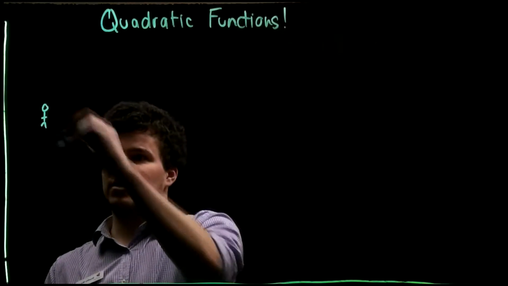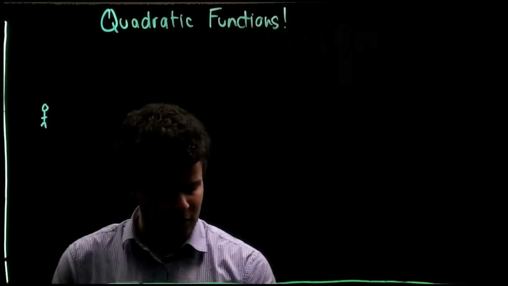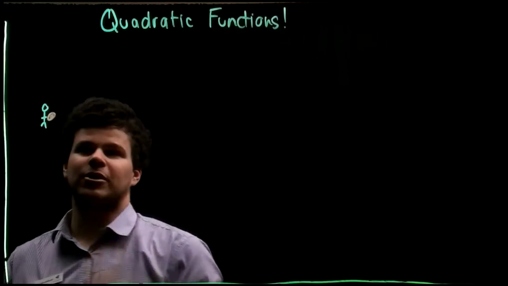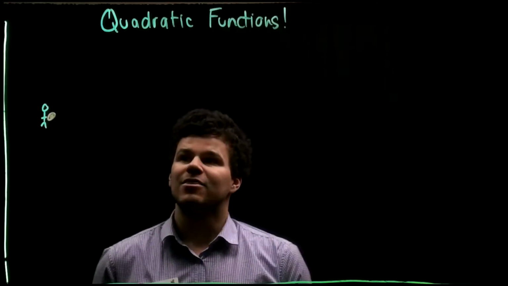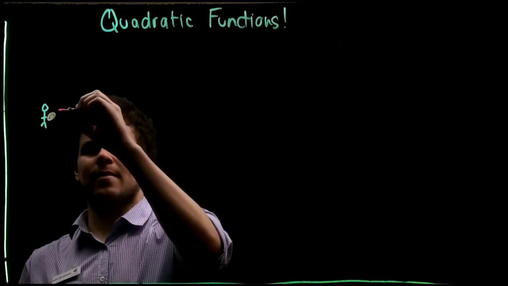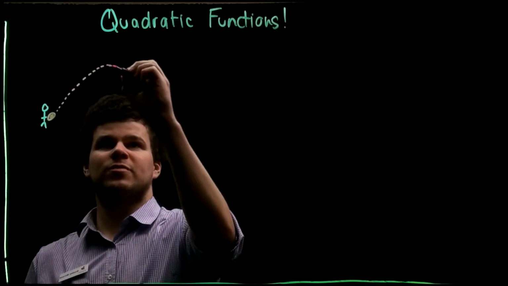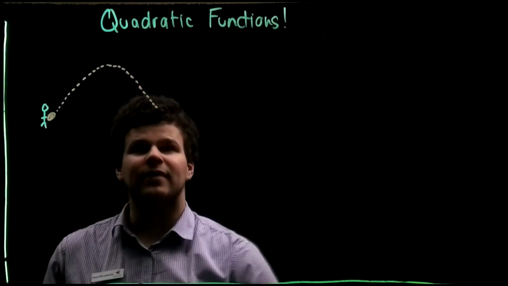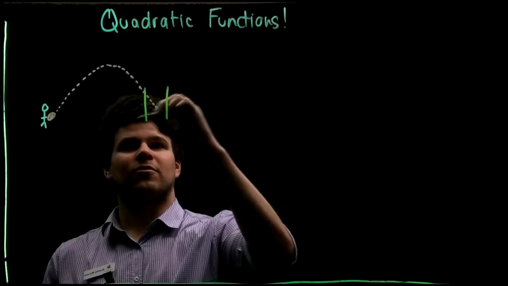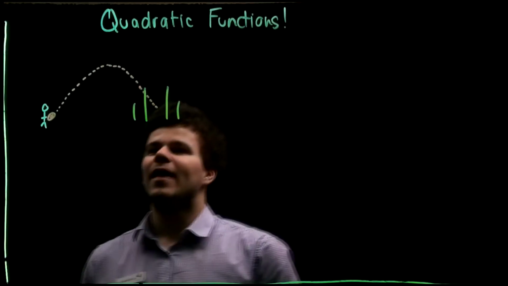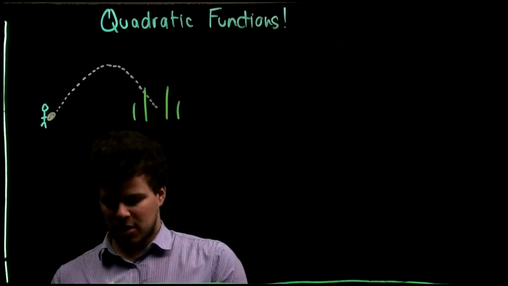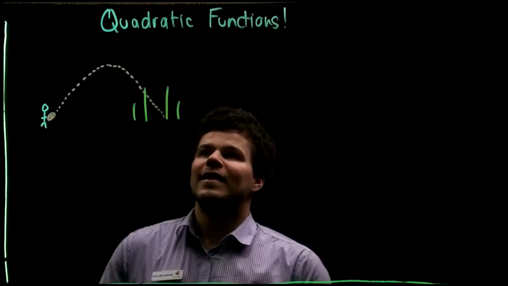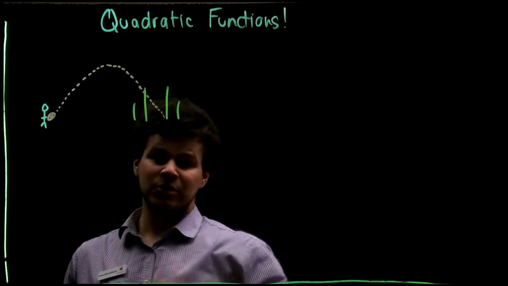Let's say you're standing over here and you have a nice good footy in your hand, and you decide you want to kick that footy. When you kick it, the ball's path is going to look something like this. The ball's going to go up, reach a peak, come back down, and who knows, it might go through the goal. Anyway, the ball's path, going up and coming down and hitting the ground, this shape is called a quadratic.